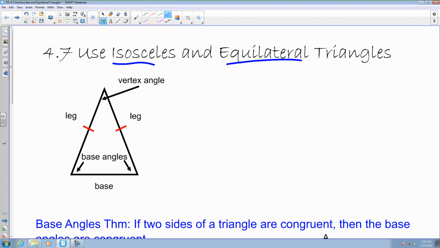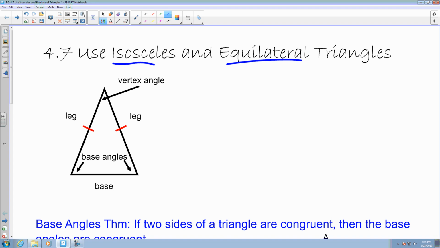And then we have what is called the base. The base is the non-congruent side in this particular example. From the base, we have two angles that are next to the base, and they go along the two congruent legs. By definition, those are called the base angles. And the other angle that's not part of the base angles is called the vertex angle.